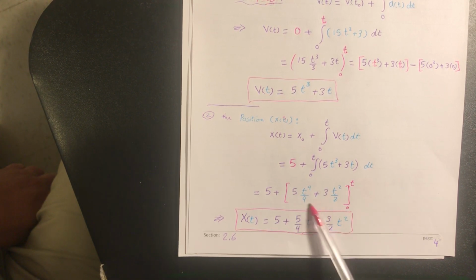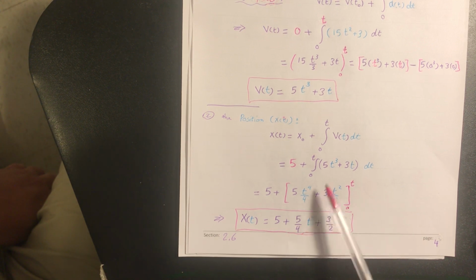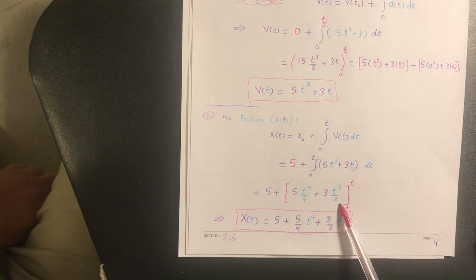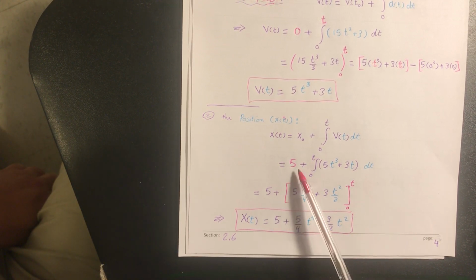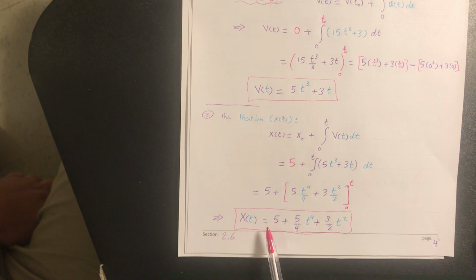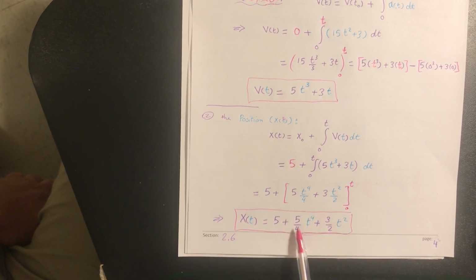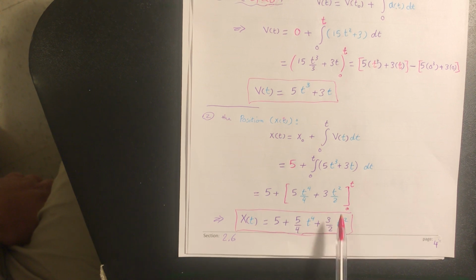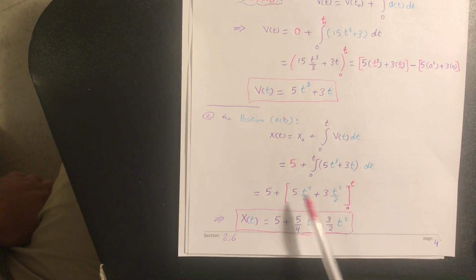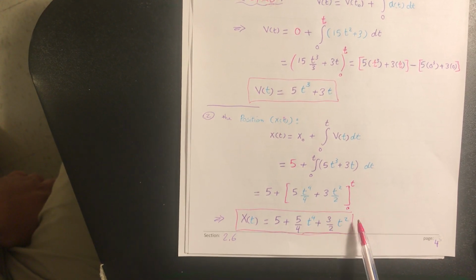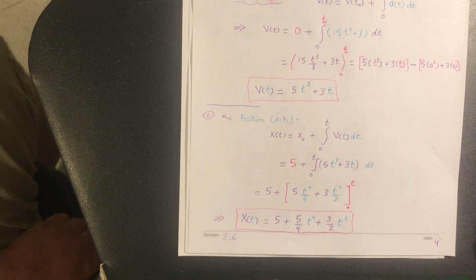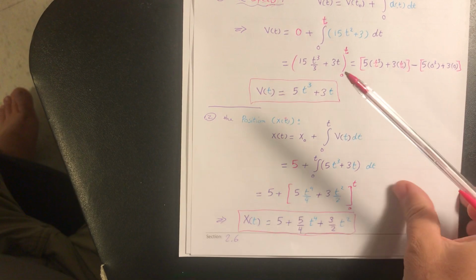This is the resultant value for the integration. T cubed will be t to the 4 over 4, plus 3t squared over 2. And we have the initial position 5 as is. So the final function x of t is equal to 5 plus 5 over 4 t to the 4 plus 3 over 2 t squared, and the value at 0 is 0. So this is the position function for our problem. Now if I give you any time, you can find x and v and also a.